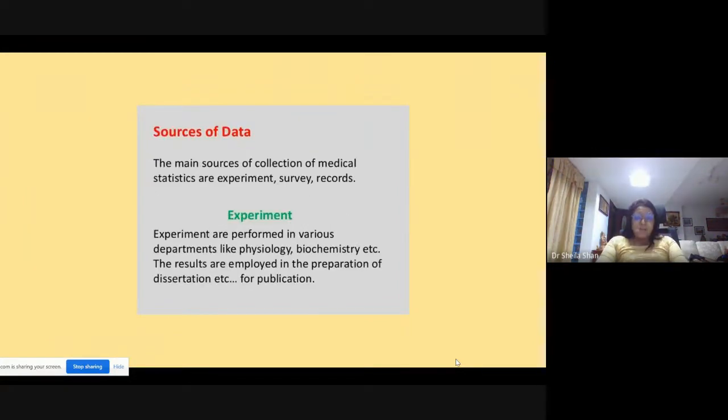So where do you get your sources of data? Your main sources of collection of medical statistics are experiment, survey, or record. This is where your data comes from. Experiments are performed in various departments like psychology, biochemistry, etc. The results are employed in the preparation of a dissertation. This one is a higher level, but at your level, you might be doing a presentation and you might be doing a publication.